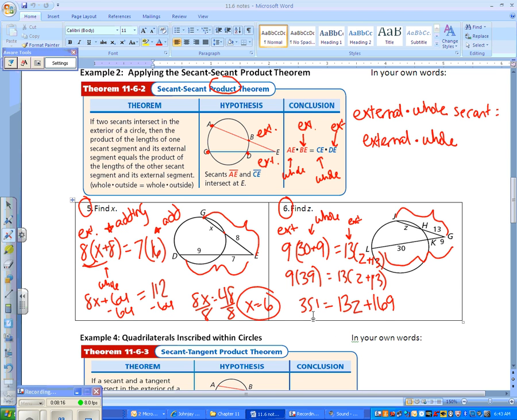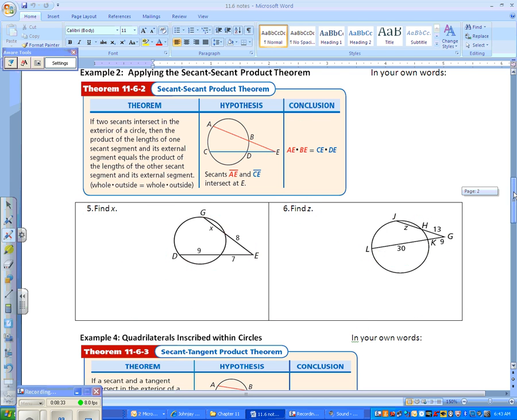Subtract the 169 from both sides, and we get 182. So we have 182 equals 3z. Divide by 3, and you get z equals 60.66 repeating.